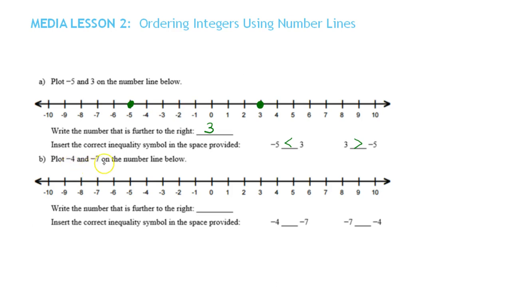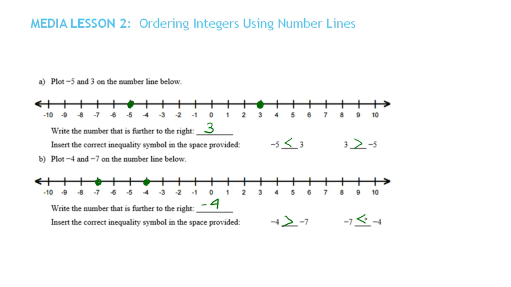Plot -4 and -7 on the number line below. Well, here's -4 and here's -7. Write the number that is further to the right. Well, relative to -7, -4 is further to the right. So that means -4 is greater than -7, and -7 is less than -4.